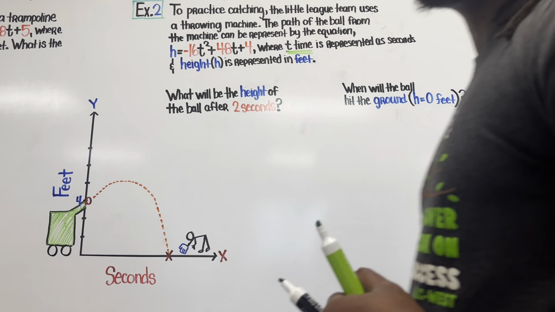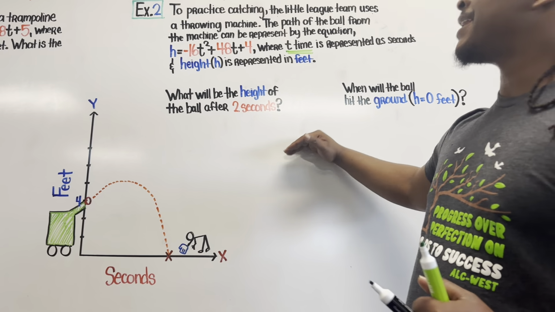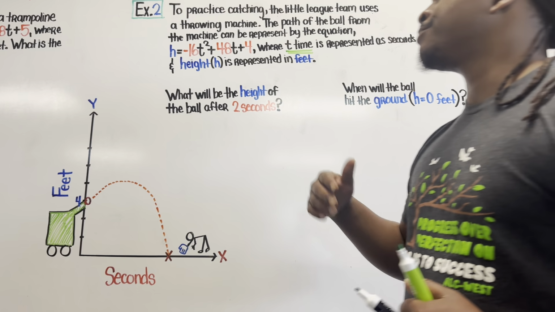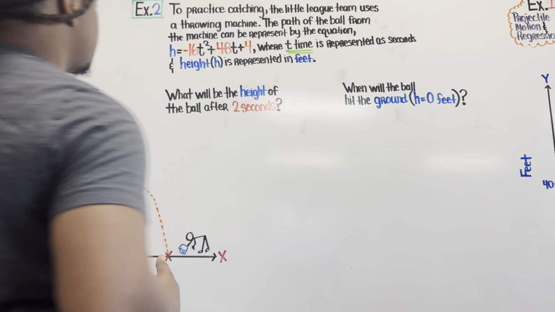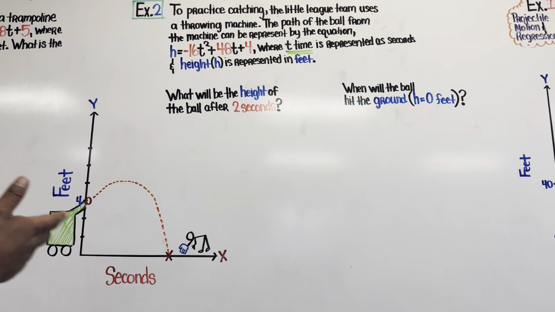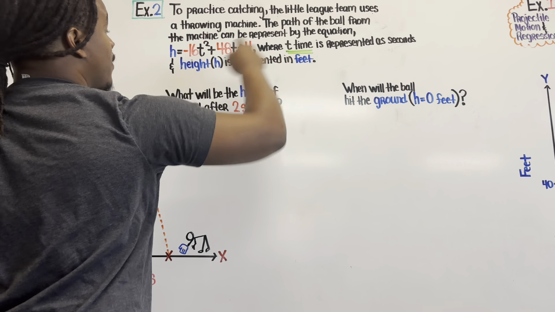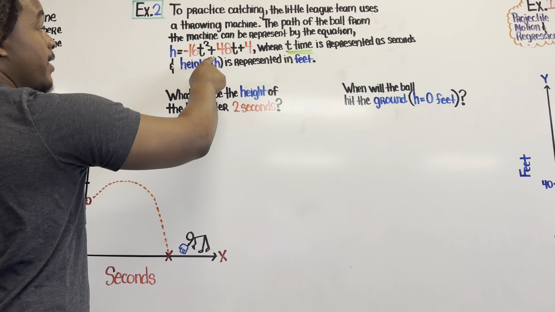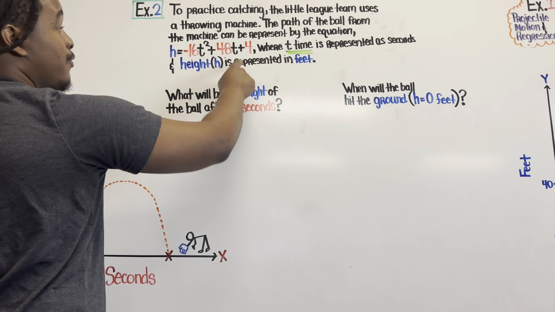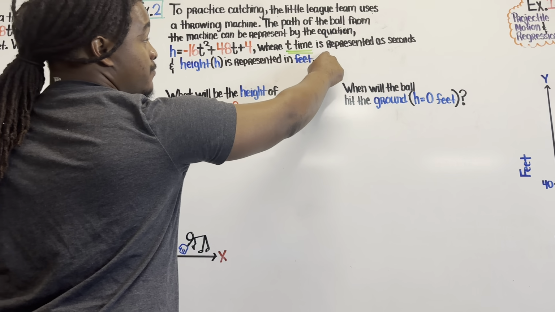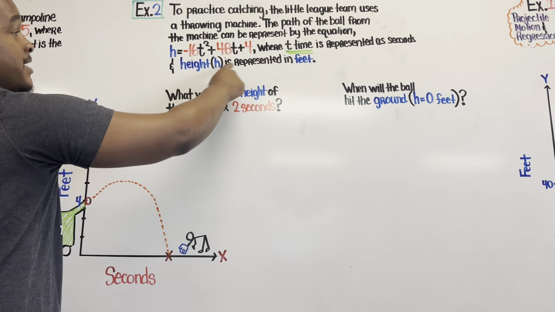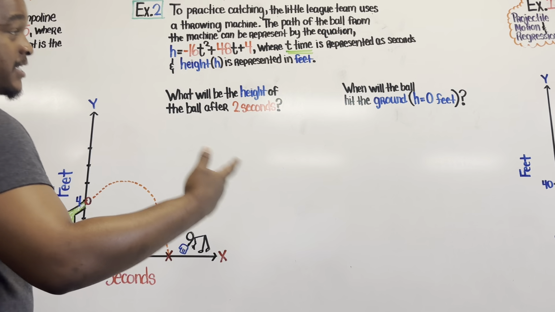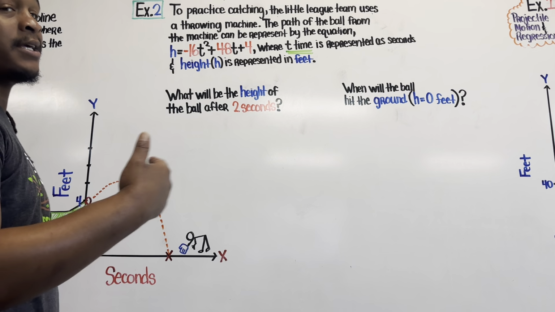And today, guys, I want to explore example 2 of projectile motion. In this example, it says to practice catching, the Little League team uses a throwing machine. The path of the ball from the machine can be represented by the equation where h, which is the height, equals negative 16t squared plus 48t plus 4, where t, which is the time, is represented in seconds, and h is represented in feet.